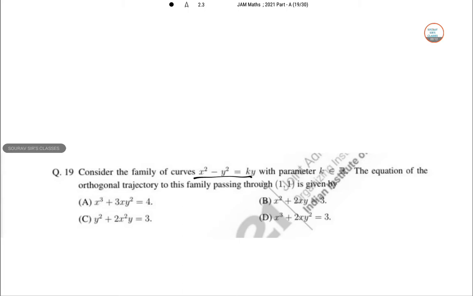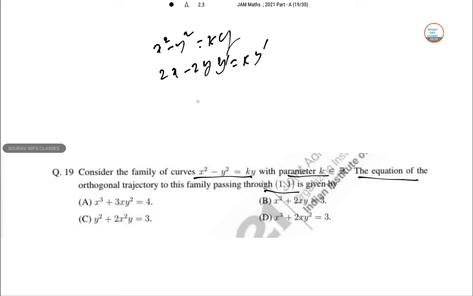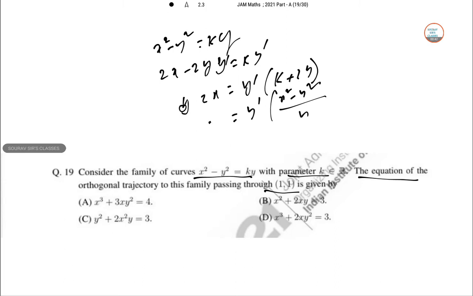Here is a family of curves with parameter k belonging to R. We need the equation of the orthogonal trajectories of the family passing through (1, 1). For the family x squared minus y squared equal to ky, we differentiate: 2x minus 2y y dash equals k y dash. So 2x equals y dash times (k plus 2y). Replacing k with (x squared minus y squared) by y, we get y dash by y times (x squared plus y squared).